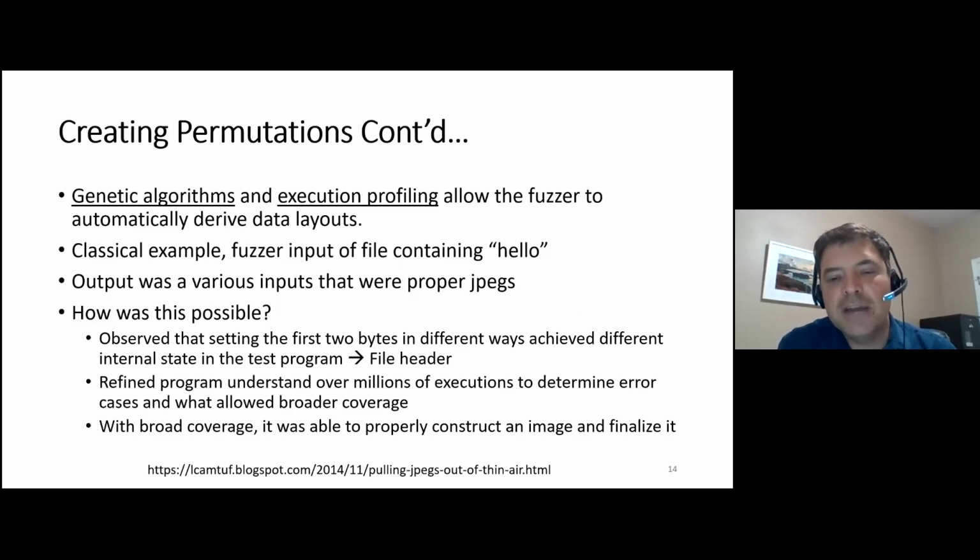It starts to derive things like the file header. And then it can eventually find its way over to a function that finalizes an image and writes it out to disk. If it gets there, then it's properly constructed an image. So this is an interesting link if you ever get a chance to try it out, because you'll see the fuzzer's explorations of trying to create an actual image with only the word hello to start with.